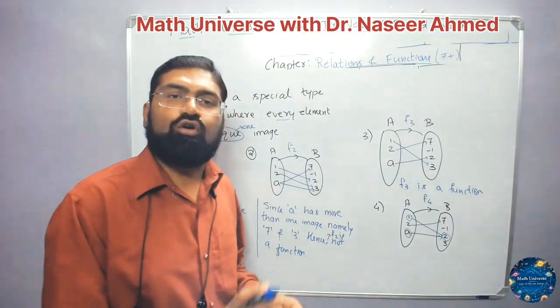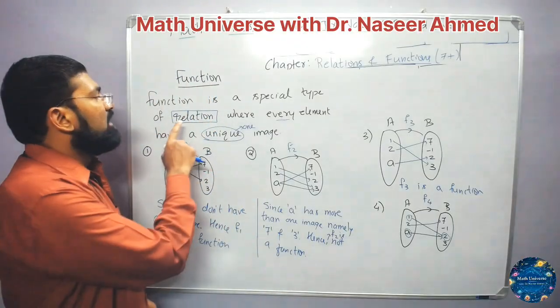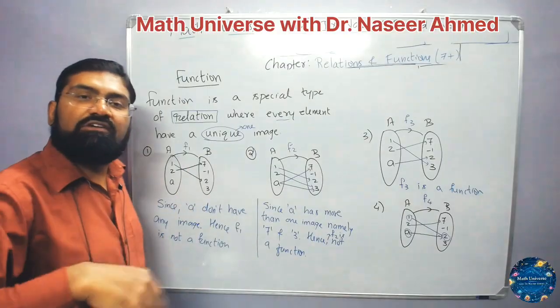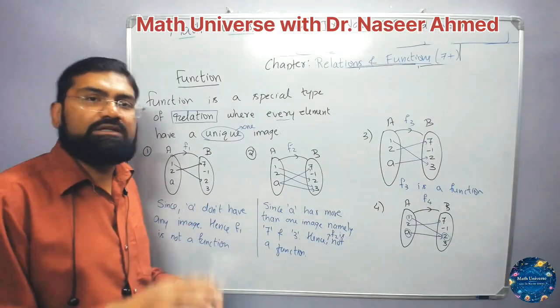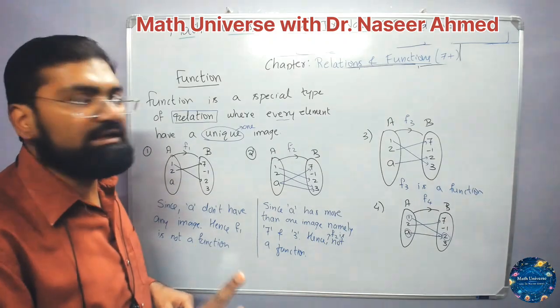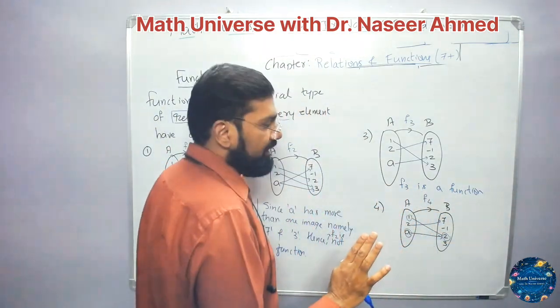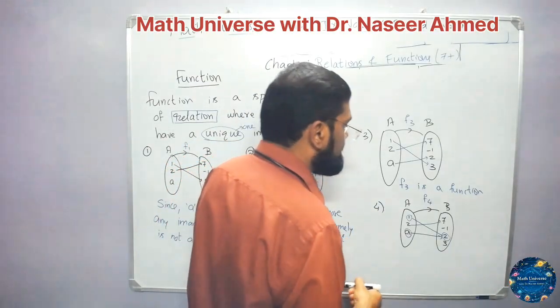Many will think, no, it is a function. Why? Read this definition. It is a special type of relation where every element should have a unique image. Every element should have one image. Whether it is having the same image or a different image, that's not the question. But it should have only one image. Yes, 1 and A have the same image, but they have one image. Hence, F4 is a function.